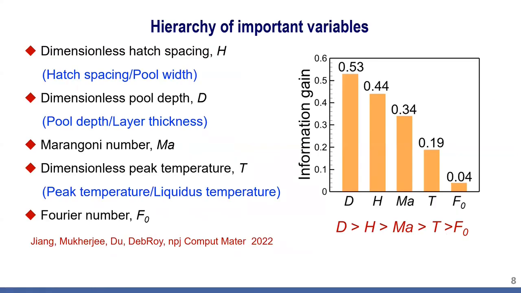And one other benefit we get is that we can figure out the hierarchy of important variables. Dimensionless hatch spacing is hatch spacing by pool width. Dimensionless pool depth is pool depth by layer thickness. Marangoni number is the ratio of the transport by Marangoni force divided by the diffusive transport, and dimensionless peak temperature is the ratio of peak temperature to liquidus temperature, and Fourier number is the ratio of the heat transported by conduction to heat stored in the specimen.